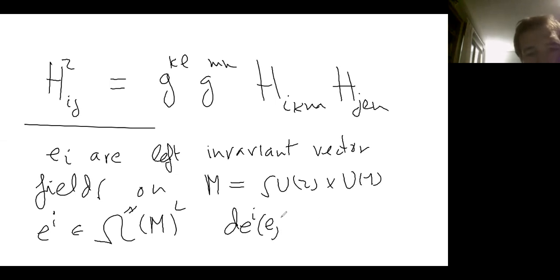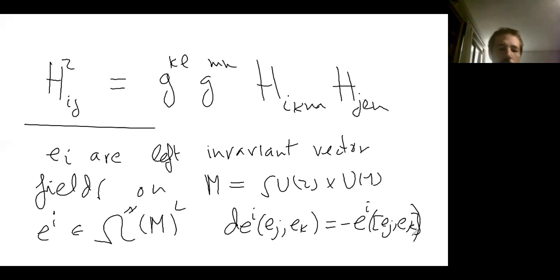The dEI, dEJ, dEK is minus EI bracket EJ, EK. Okay, so this is a very basic thing, but just to recall to you that the exterior differential for left invariant forms can be completely cooked up out of the Lie bracket on the Lie algebra. Okay. So let me go back to the slides and discuss this example.